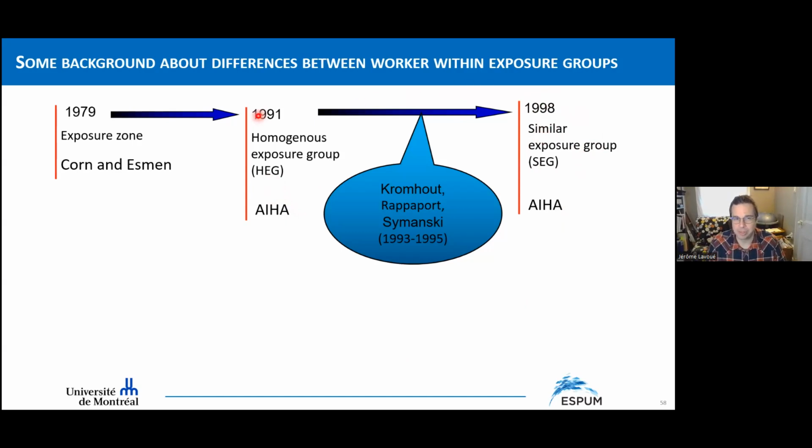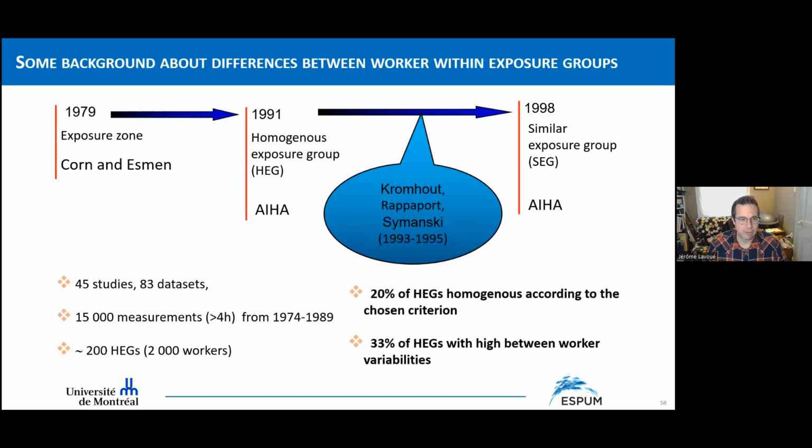And so what happened between the homogeneous and the similar versions is a number of studies by authors who are quite renowned researchers in our field, where they collected information and were able to actually quantify the amount of variation within exposure groups.